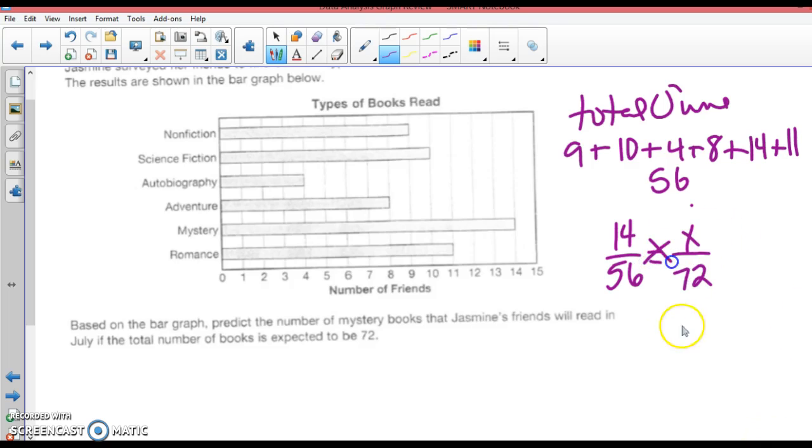Cross multiply. And I'm going to have 56X equals 14 times 72. 1008. Divide by 56. And you get X is 18. Now, is that going to be exact? No. It is a prediction based on what we already know.